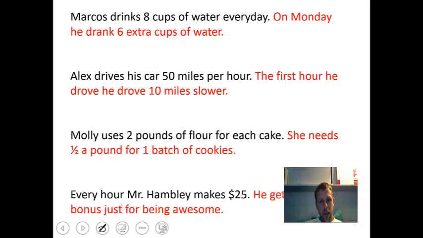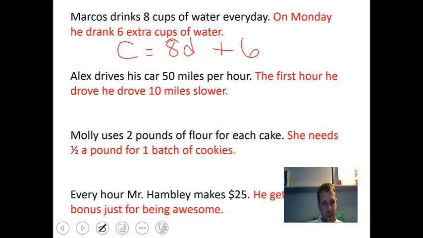Now I'm going to change a little bit, so see if you can catch on. Marcus drinks 8 cups of water every day. On Monday, he drank 6 extra cups of water. So I'm already starting out with 6 more cups of water than normal, so 6 plus 6. In addition to that, I'm already drinking 8 cups every day, so I have to put 8 cups every day. And this will tell me the total amount of cups. Looks like the slope is 8 and the y-intercept is 6.